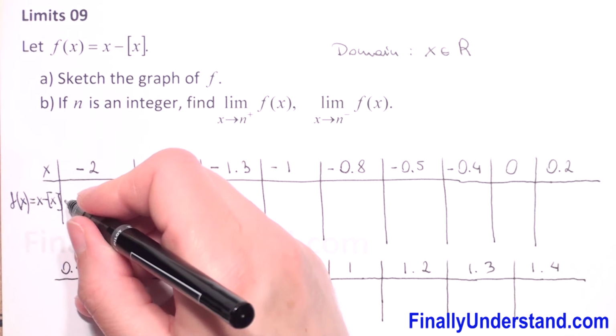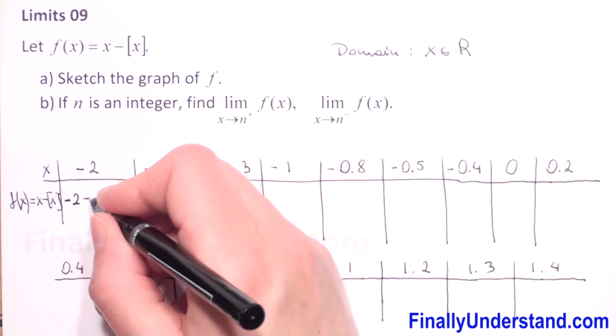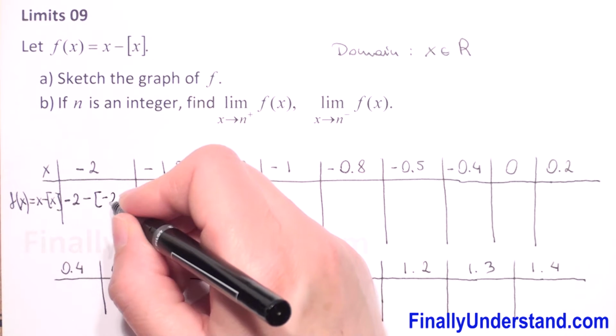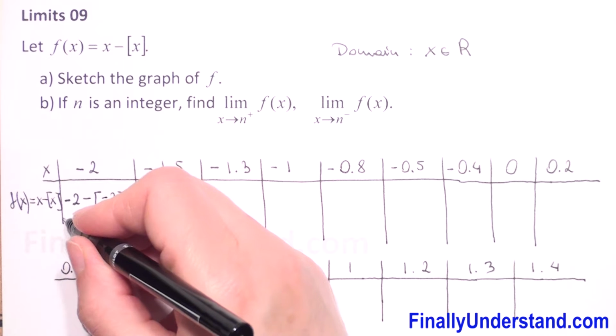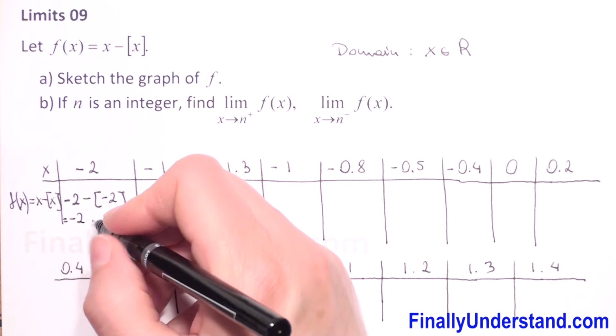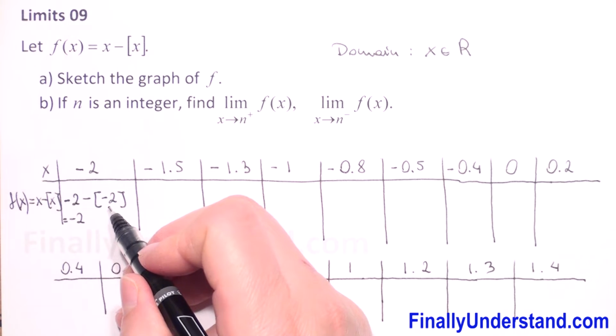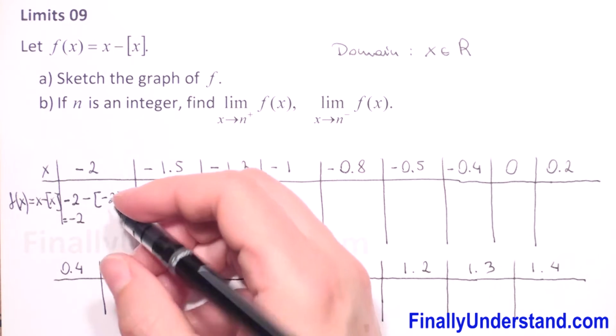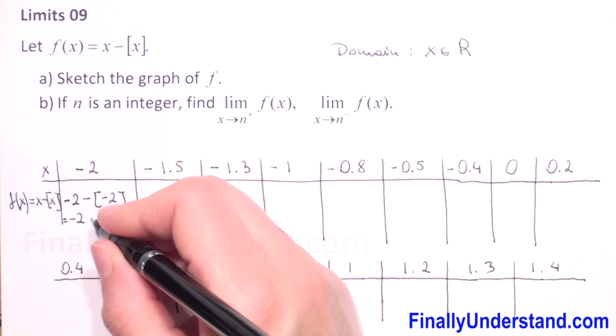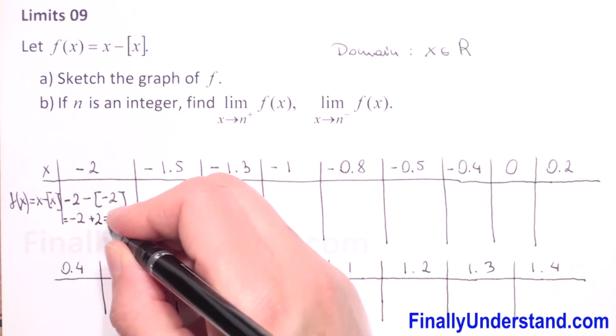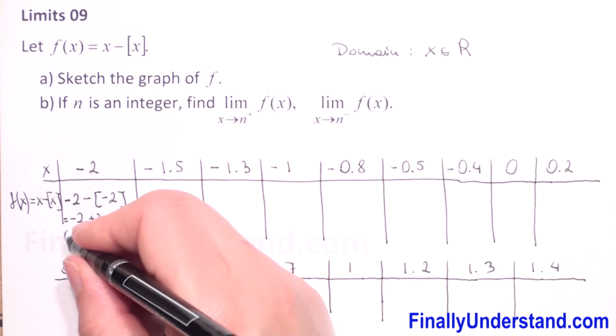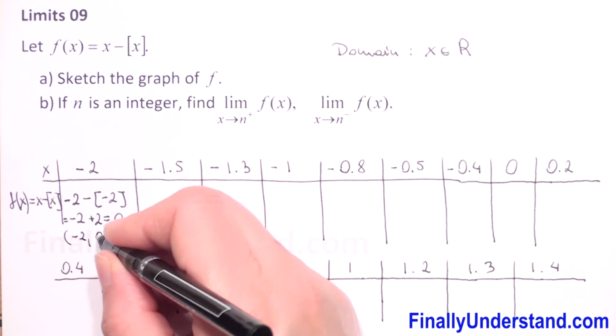We have to copy negative 2 minus, and in brackets we have negative 2. Negative 2 we just copy, and we have minus the largest integer that is less than or equal to negative 2, which is negative 2. So negative and negative will be positive 2, and this is equal to 0. We have the first point, negative 2, 0.